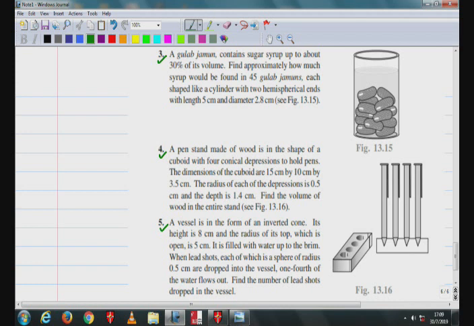Question number 3 says, a gulab jamun, who likes gulab jamun? Shillong? Okay, only one person. And Sisipur?